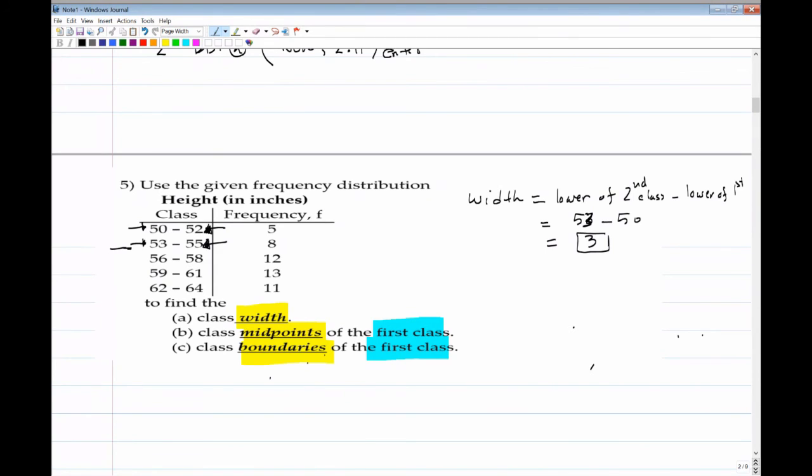Now, notice these two. See this? This is 59, this is 56. The difference is 3. So class width will be fixed.